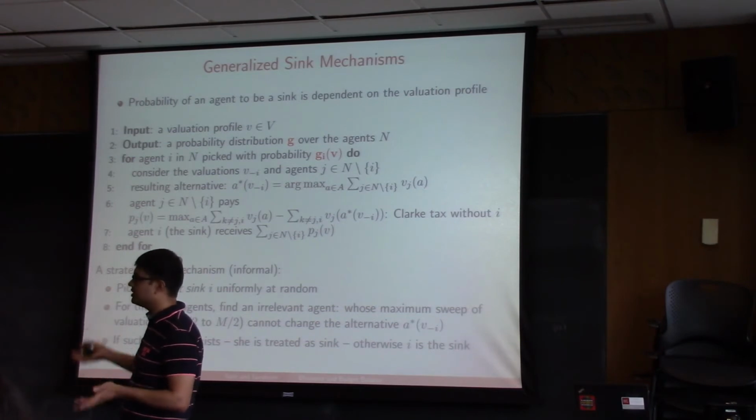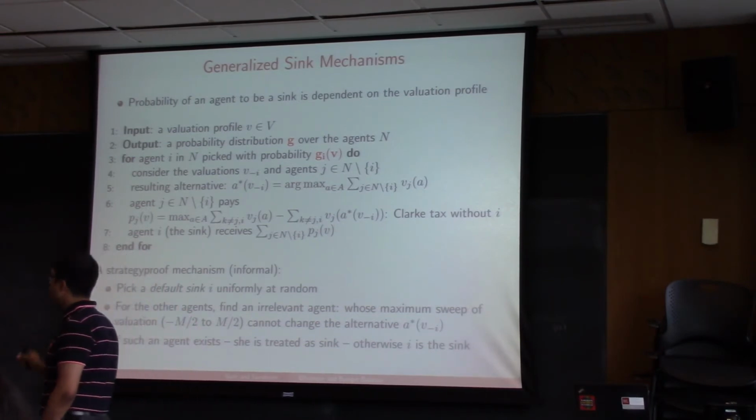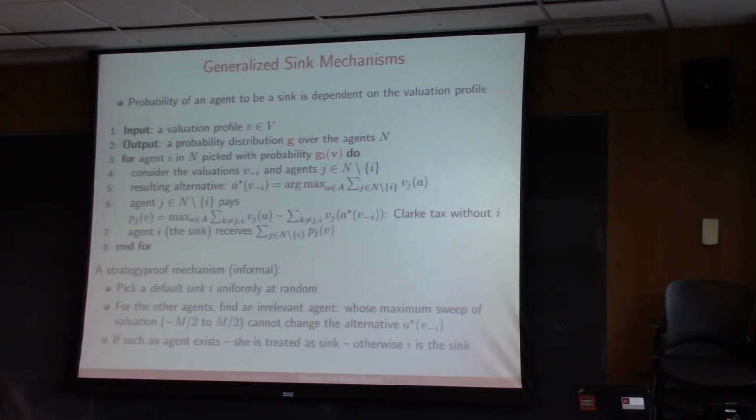So this is a class. If you want a specific answer, for example, for the case of uniformly at random, I'm picking g_i(v) as 1 by n. So with probability 1 by n, I am picking every agent and treating him as sink.